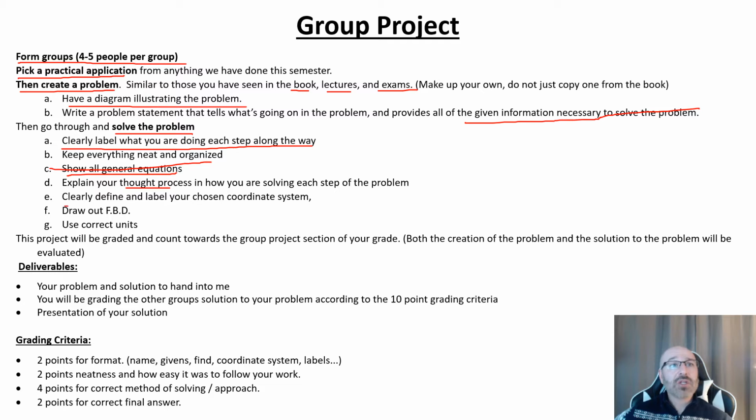Then from there, make sure you clearly define and label the chosen coordinate system and why you chose that coordinate system. If necessary, draw out any of your free body diagrams and use correct units.